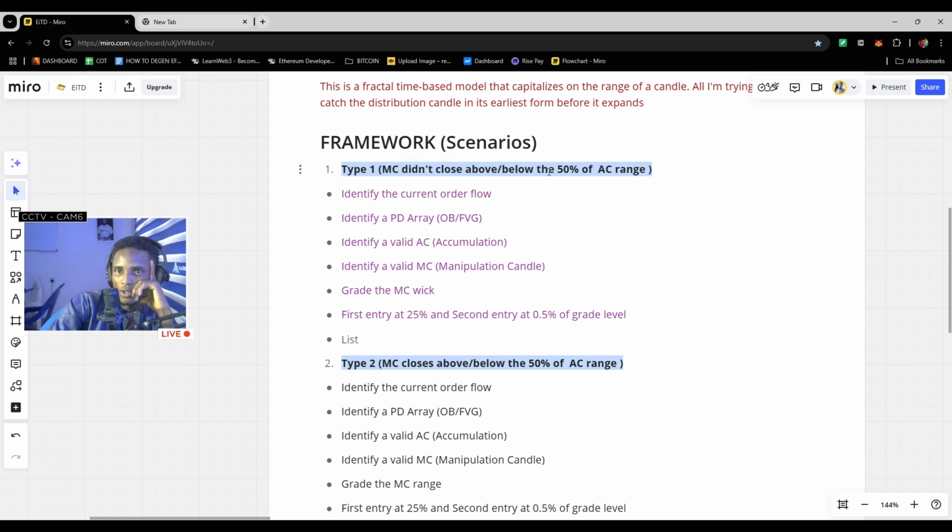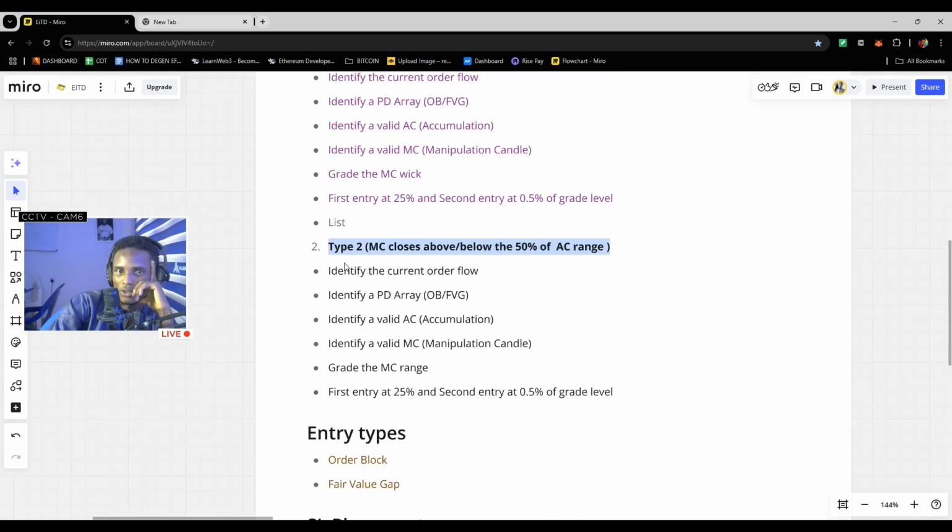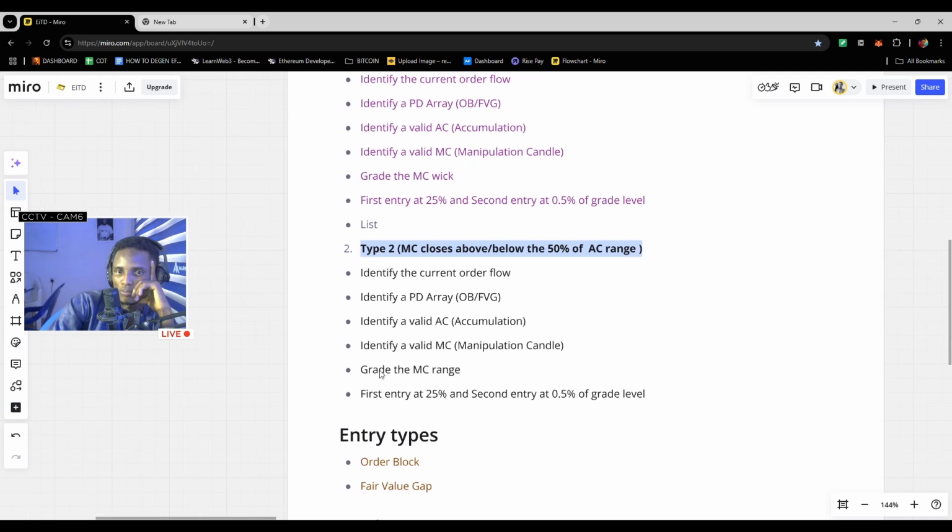So if it fails to close, then what? Then you grade the manipulation wick. But in this other case, I said what? Type 2 is when the MC closes above or below the 50%. Manipulation candle closes above or below the 50%. When you see that, you follow the same steps as type 1, but in this case, you grade the whole manipulation candle range instead of the wick.